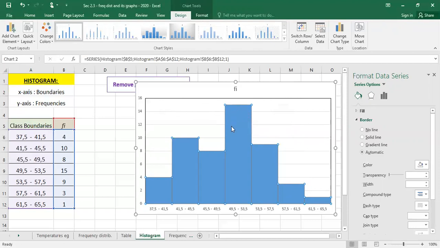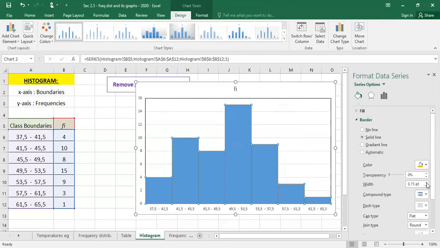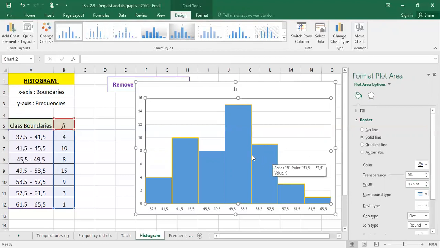So I've made sure now I've clicked on my bars. So now I'm looking at the borders of the bars. I want a solid line. I want it black. No, let's make it a different color. Let's go orange. And let's make this wider because orange is quite light. Okay, there we go. You can clearly see our bars.